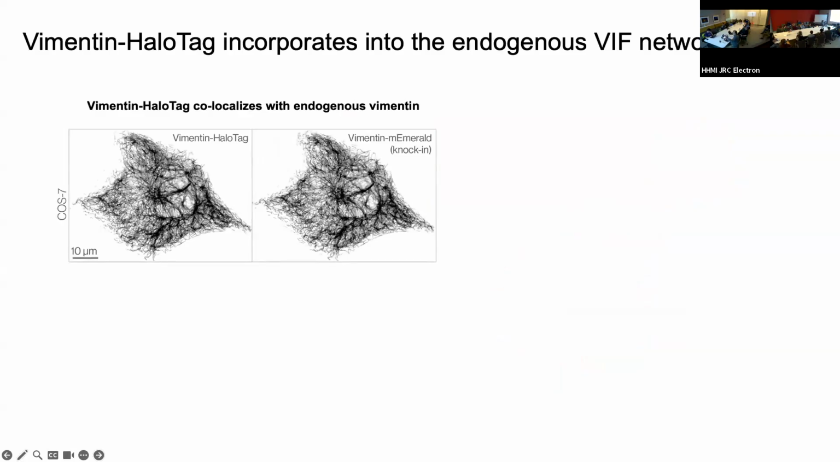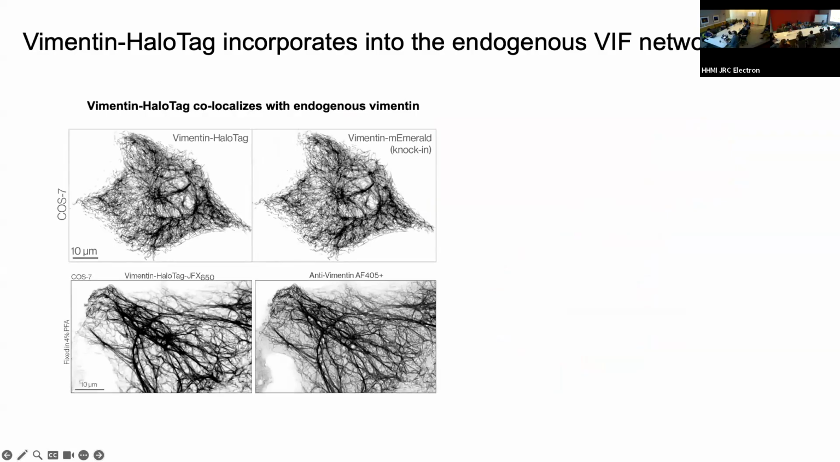So here's a COS7 cell that's double labeled with our vimentin Halo tag probe. And this is vimentin mEmerald on the right. This has been knocked in, so we're looking at the endogenous vimentin network there. And we see very close co-localization. So it seems like our tool is going to the place where it's supposed to go. We also did follow-up staining where we expressed the vimentin Halo tag on the left and also stained for endogenous vimentin. And once again, we're not seeing any kind of aberrations, increased bundling or non-specific association that would suggest that our tool was not integrating into the correct location.